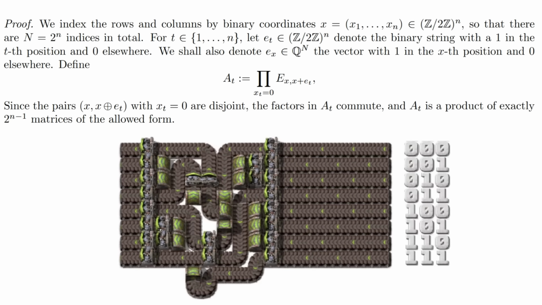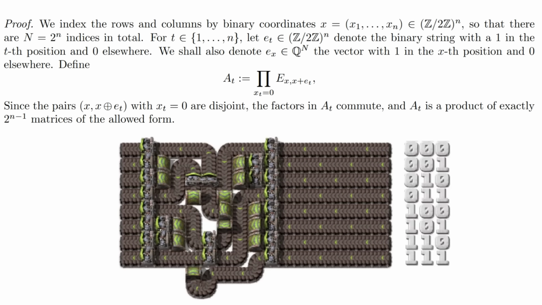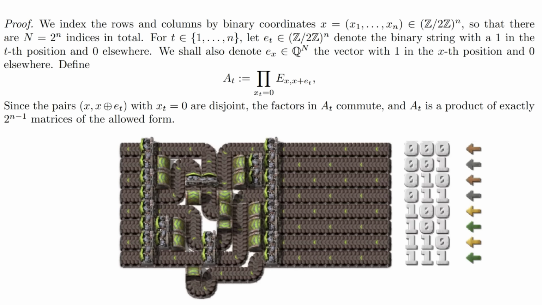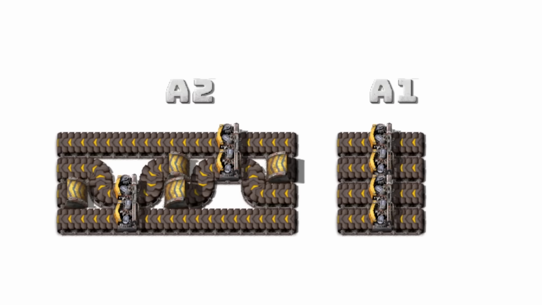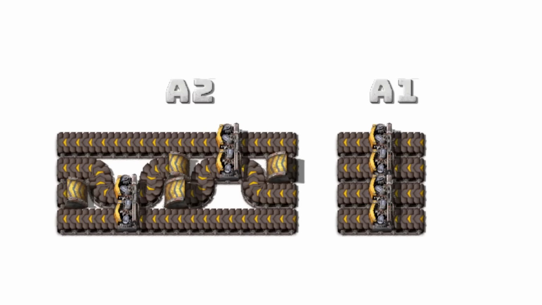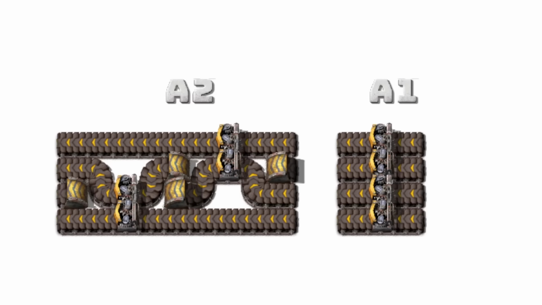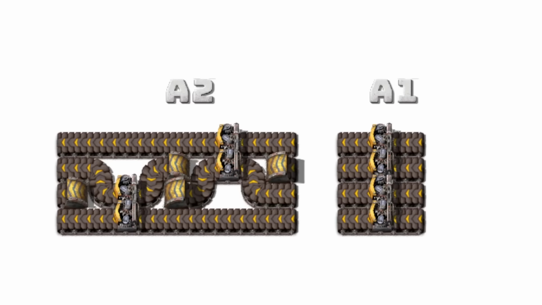Let us define some matrices, At to be equal to the product over all binary coordinates x such that xt is equal to 0 of the matrices E sub x, x plus et, where the summation here represents coordinate-wise addition. This product represents a balancer that balances a belt with another belt that is 2 to the t minus 1 away from it. For instance, if n is equal to 4, then A1 would be balancing belts 1, 2, and 3, 4, while A2 would be balancing 1, 3, and 2, 4.